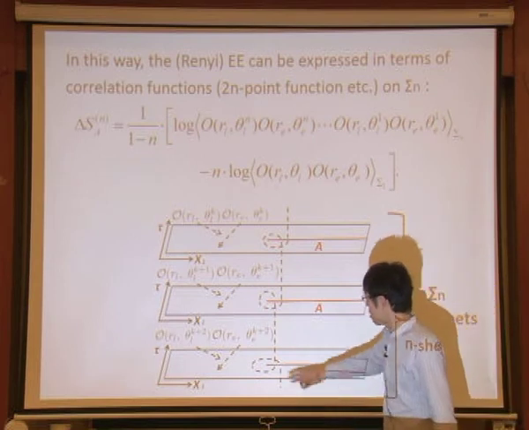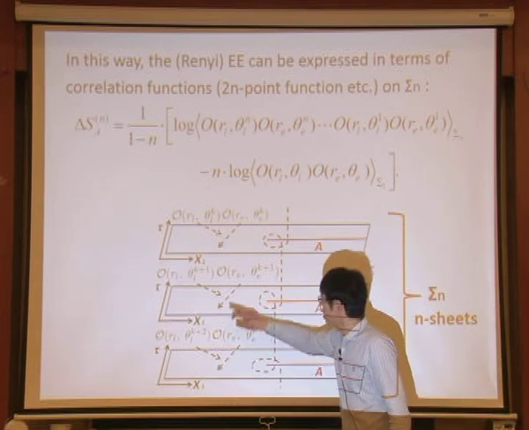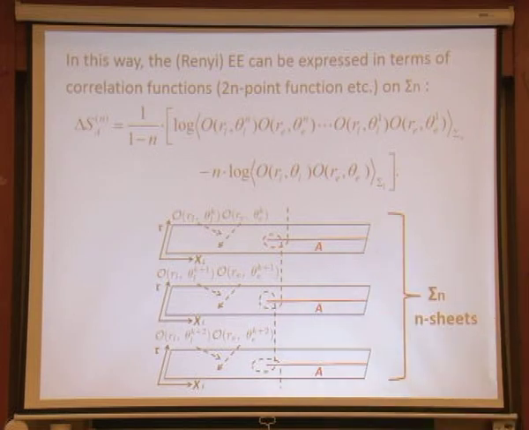As I already explained, this is a bra state and a ket state. We insert each operator, and so on. This is a very simple procedure, but in the end, what we get is like this. The log is there because of the Renyi entropy. Maybe I should write it here again. The Renyi entropy is 1 over 1 minus n, times log of trace rho A to the n. We just compute this. So this is the log, and we subtract this one because of the normalization of the density matrix. The trace of the density matrix should be normalized to be one, so we subtract this.